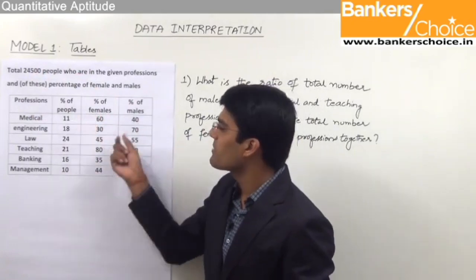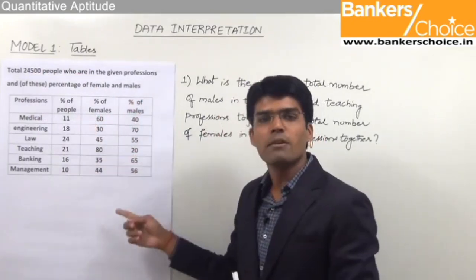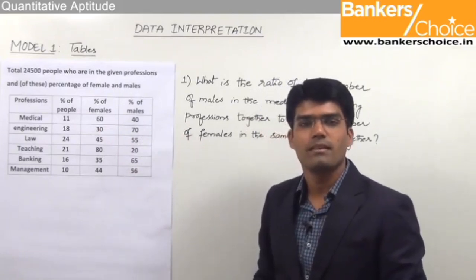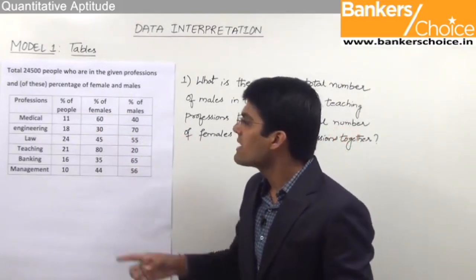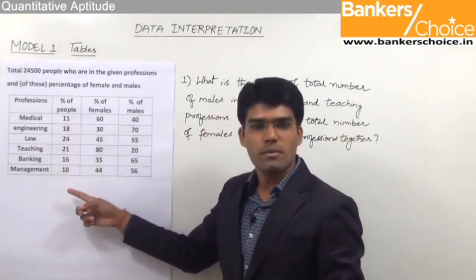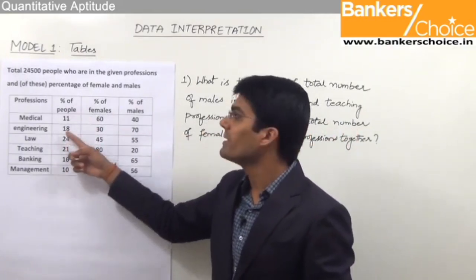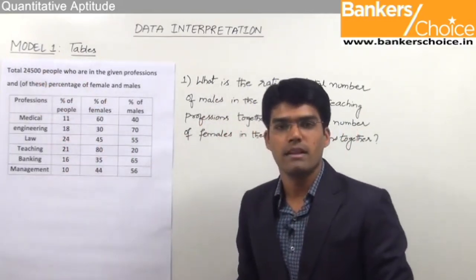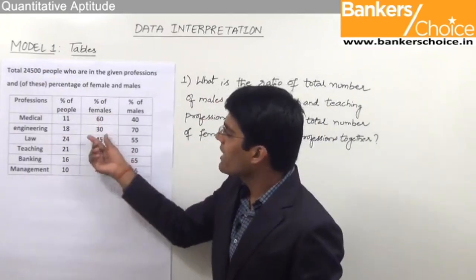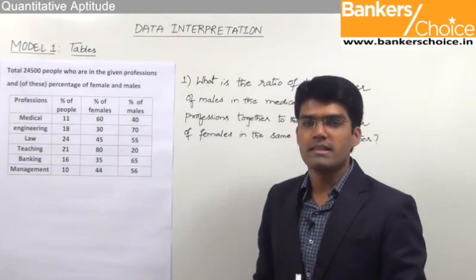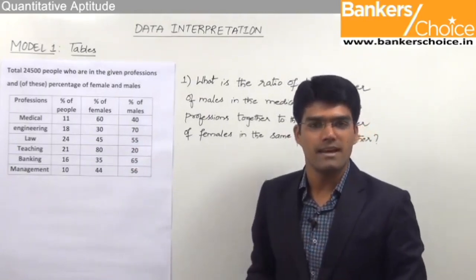Likewise, for various other professions as well, we can find out the number of females and the number of males from the given percentages. So this table clearly shows us how many people are there in each of the professions. It is given with respect to the percentage, and all those percentages should be taken for 24,500. And apart from that, we can also find out the number of females and number of males from each of these professions. Let us now look at the various questions that have been asked with this table.